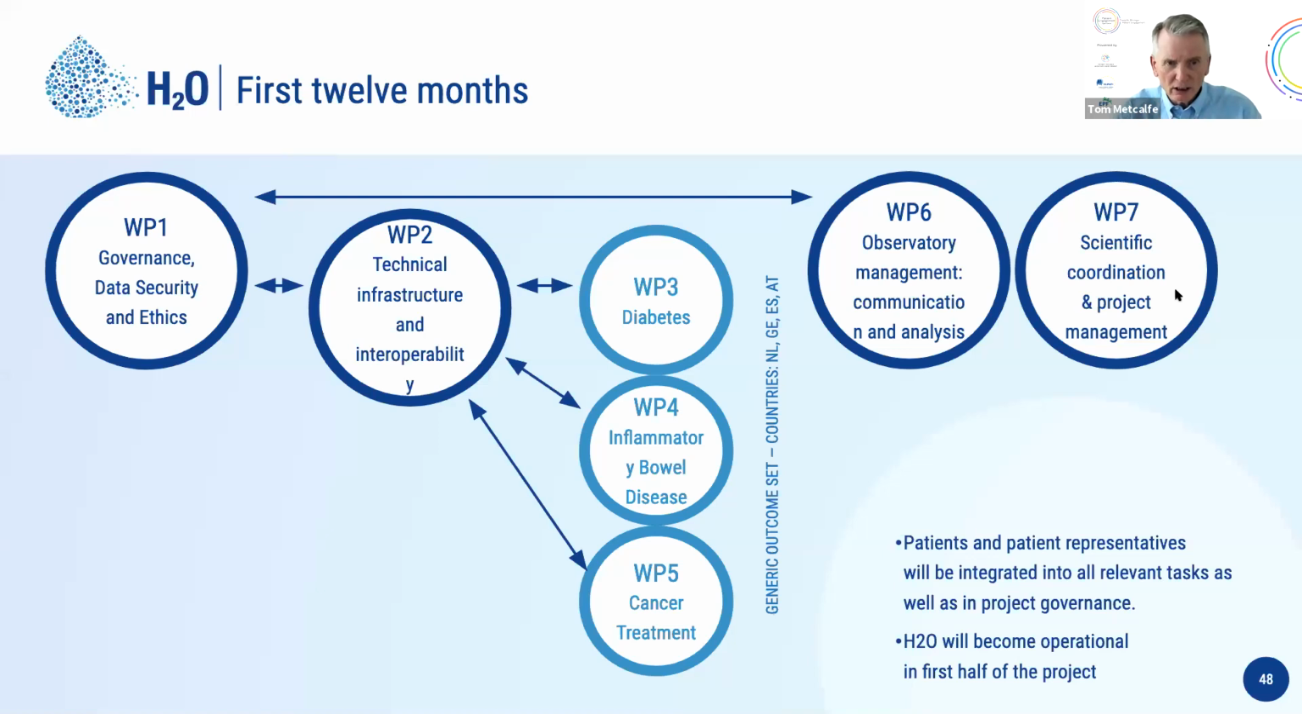This is what we've achieved in the first 12 months. We've, I think, established robust concepts around governance, data security, ethical approaches. We've laid out a technical architecture for building this infrastructure and interoperability. And we are fairly close to defining the outcome sets in the three disease areas, and have laid solid foundations for observatory management and the scientific communication. We have patients and patient advocates involved and integrated into many tasks. If you go to the next slide, please.